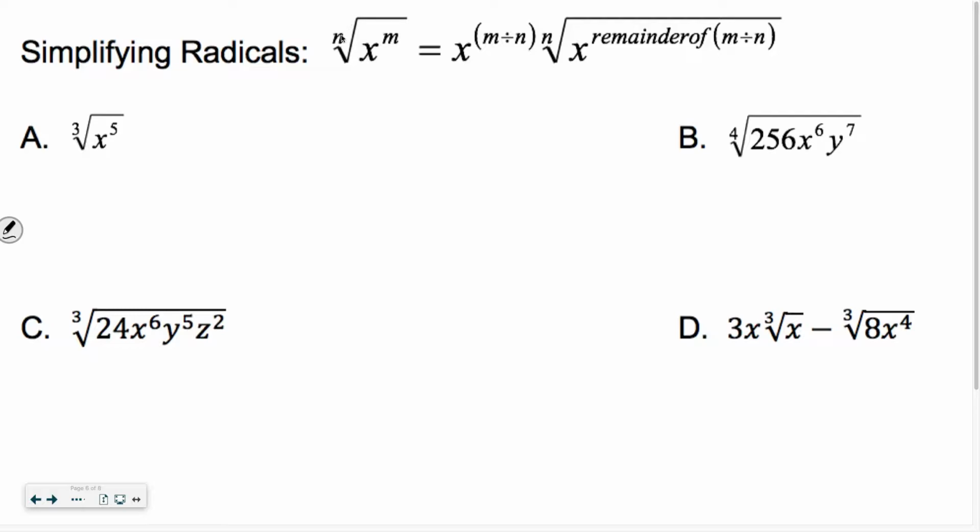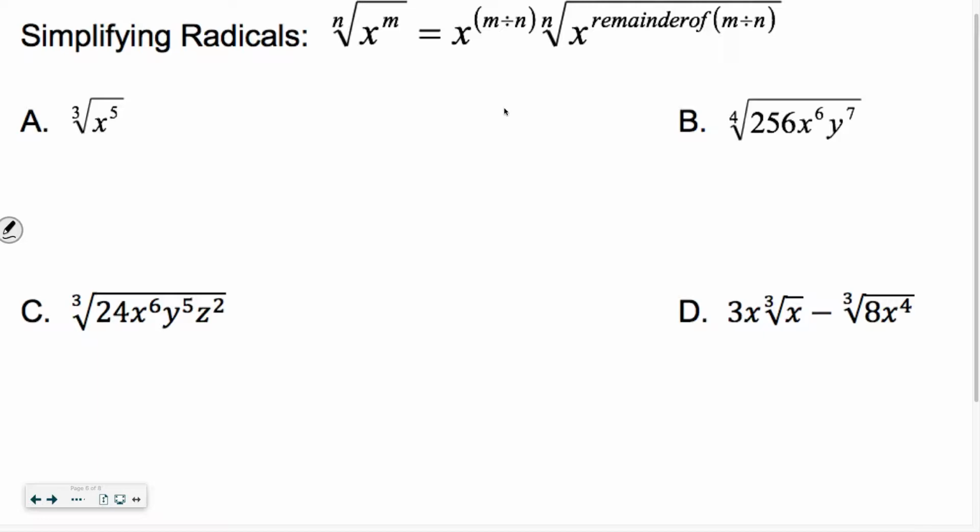My shortcut is what you're seeing up at the top. Like do m divided by n and then put the remainder inside. Okay, but that may not make total sense to us right now. So we're going to start with a, which is a cube root of x to the 5th. Now this one's kind of like the cube root of 40. We didn't know the cube root of 40 right away.